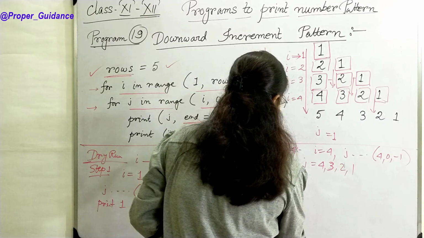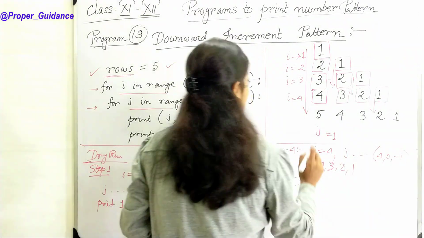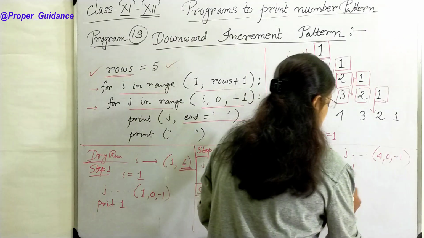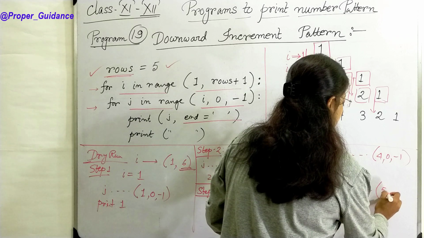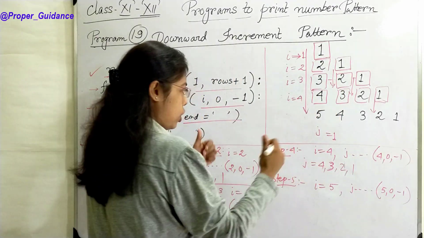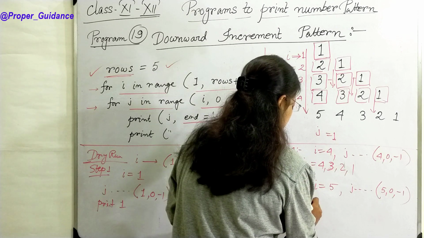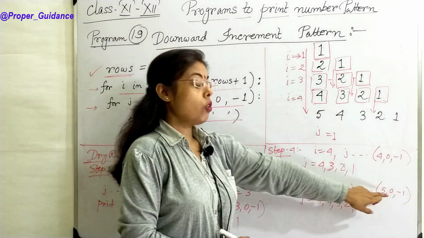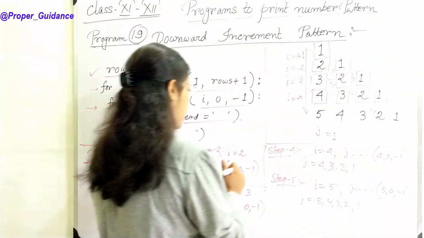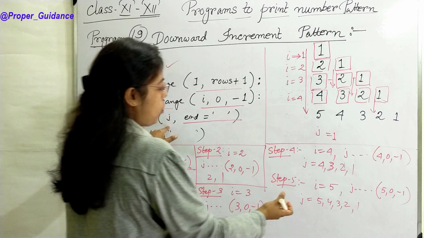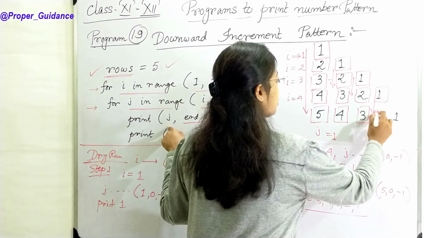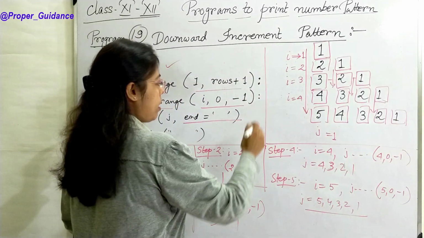And the next and last step, step number 5, we will get i equal to 5. When i is equal to 5, j is ranging from 5, 0, minus 1, and it will give us the values for j 5, 4, 3, 2 and 1, excluding 0, right? When we print j, it will print 5, 4, 3, 2, 1, and we will get the ultimate row of the required question.